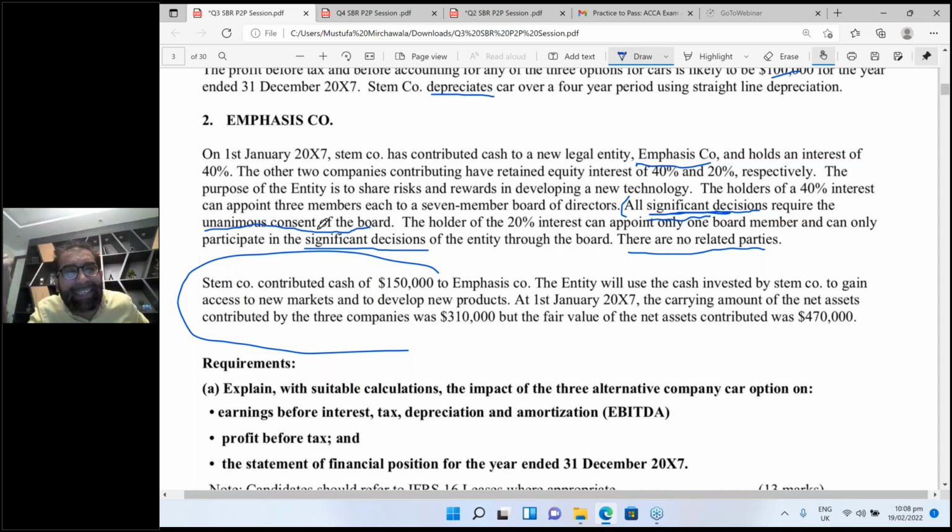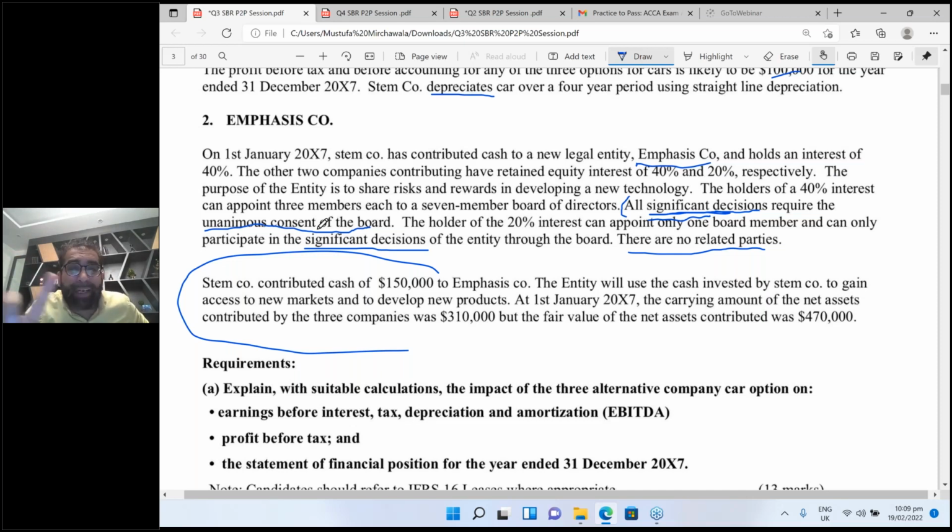See the unanimous consent. And then they are saying it can only participate in significant decisions. Do you think that's a small thing? Significant decision is a big thing. Significant decisions are real decisions. Big decisions. So when you have power to stop the big decisions, yes, you have joint control.